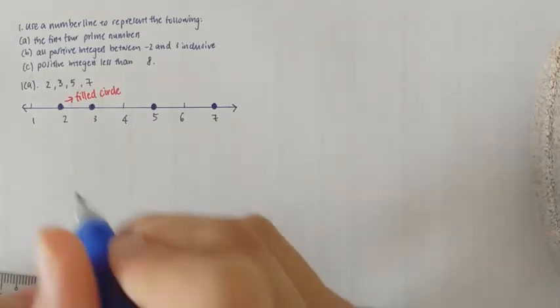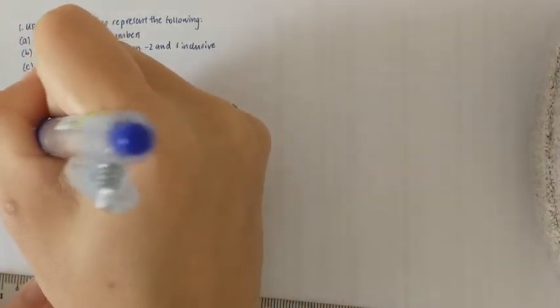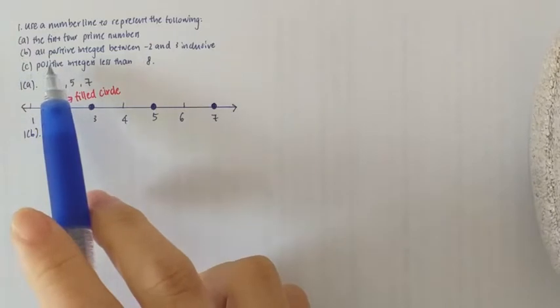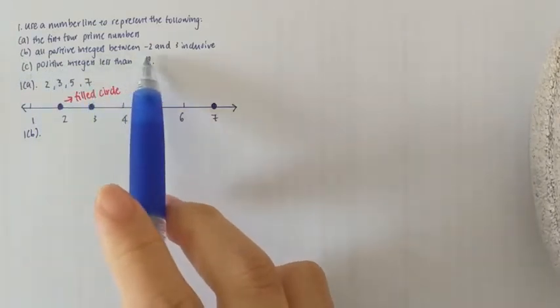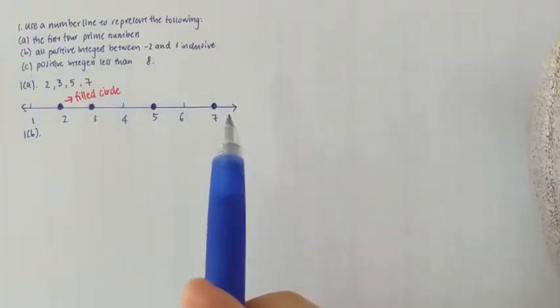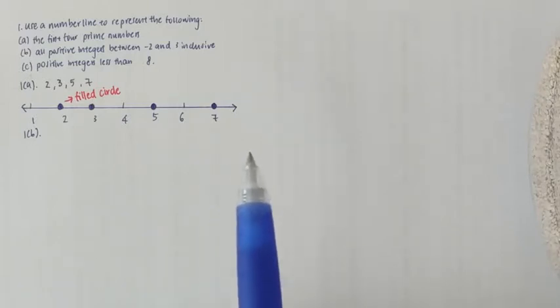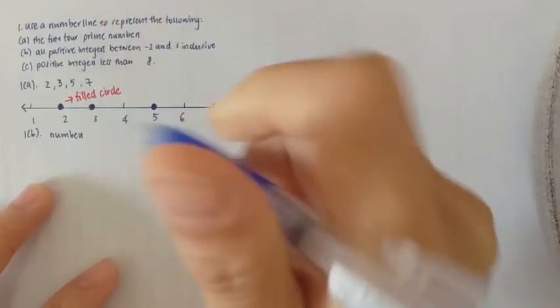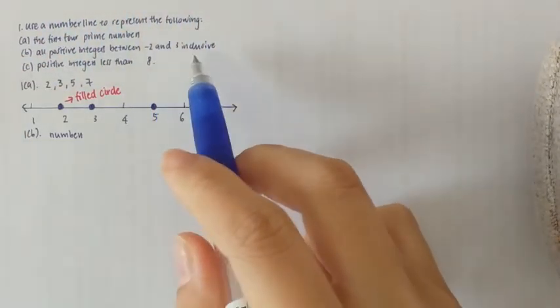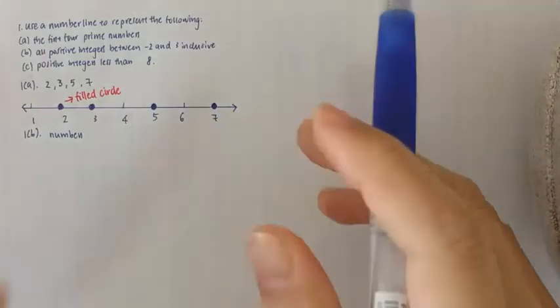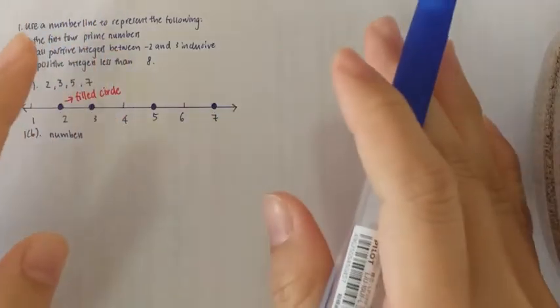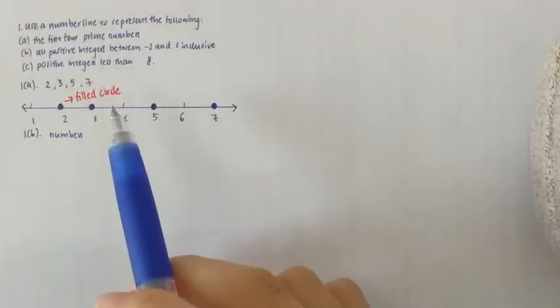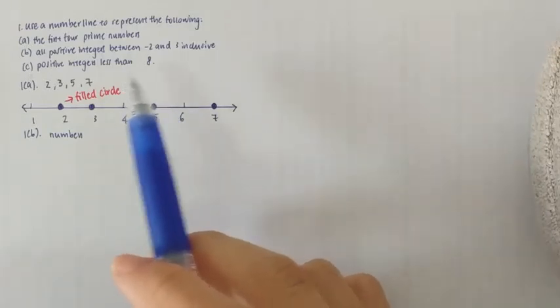Let's move on to 1B. We want all positive integers between -2 and 3 inclusive. Remember that we have learned inequalities, so we want numbers between -2 and 3 inclusive. That means -2 is one end and 3 is another end. We want all the positive integers in between these two numbers.